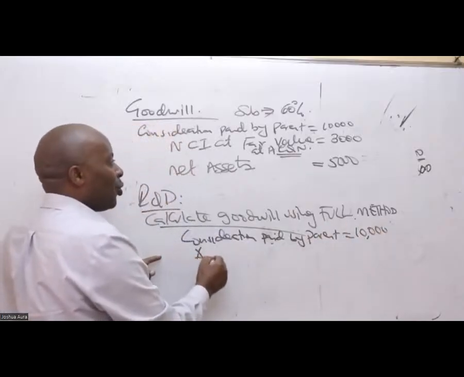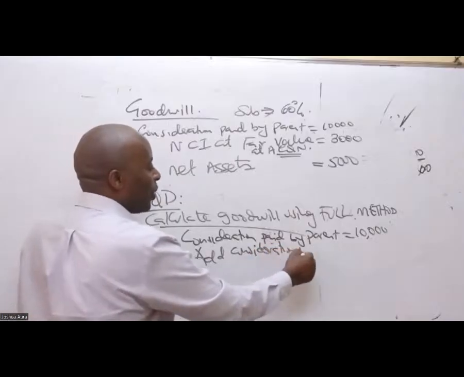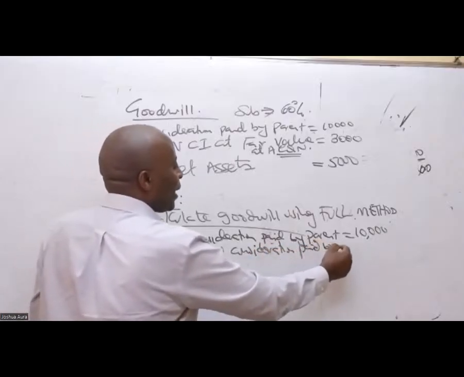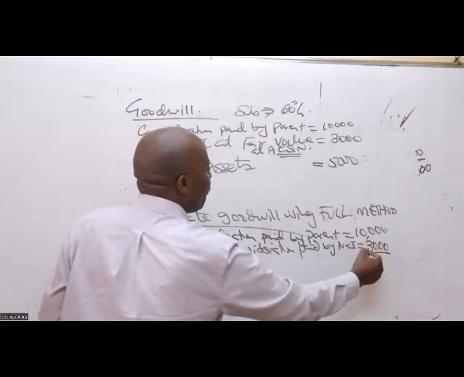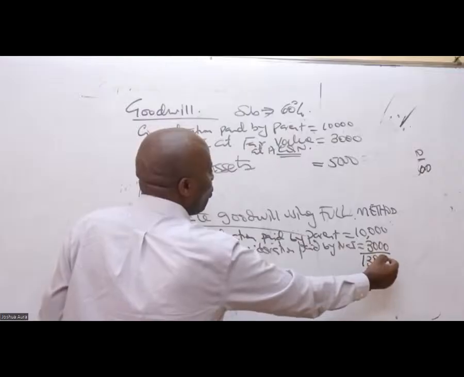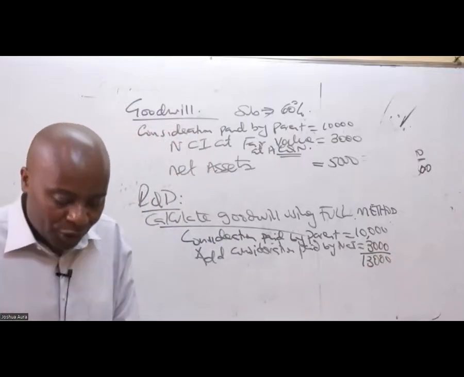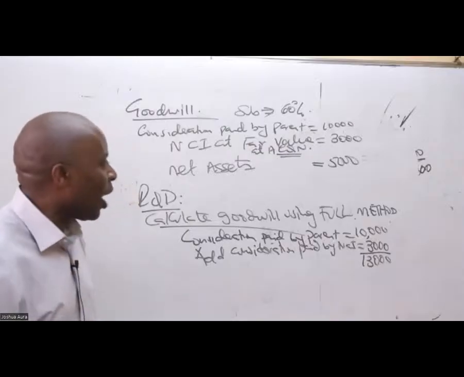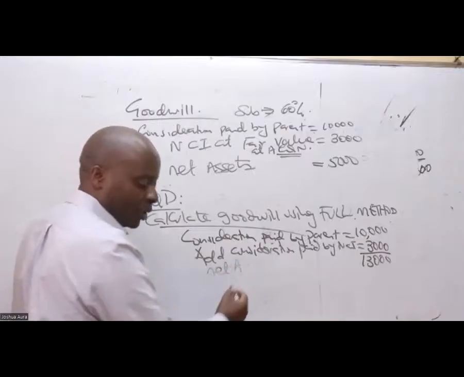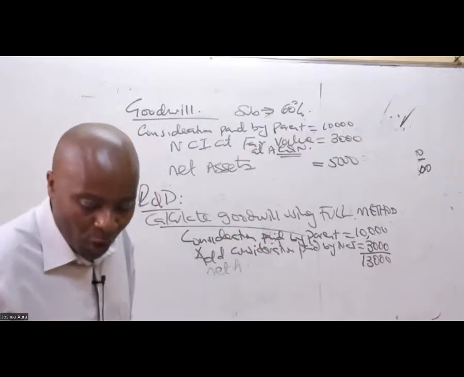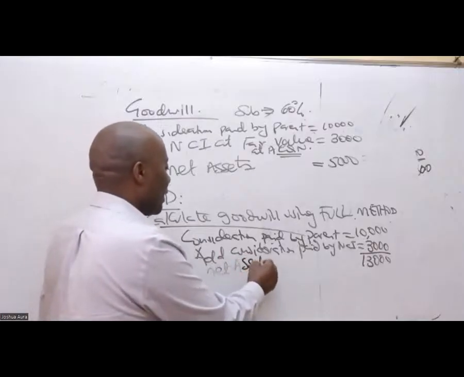And then I add who? I add consideration paid by NCI. NCI in this case here is 3,000 to get full consideration. What we call full consideration. And once you get full consideration, then you will come and subtract net assets in full.